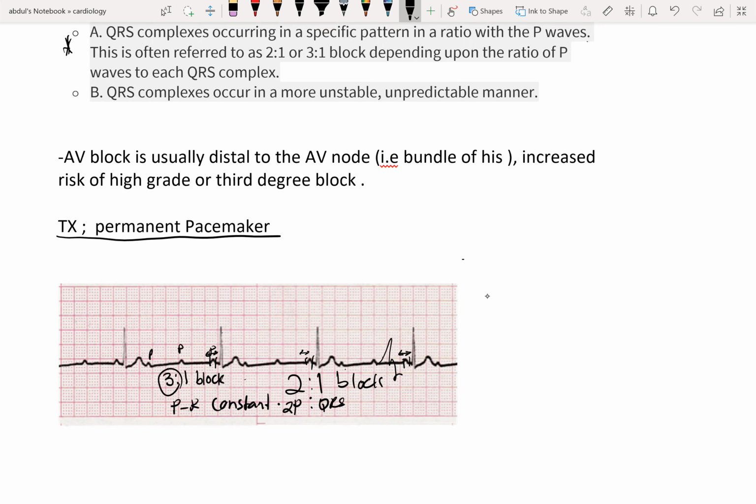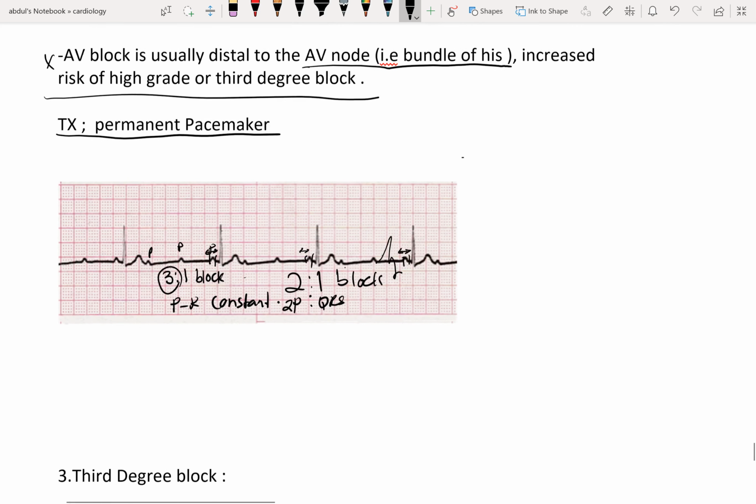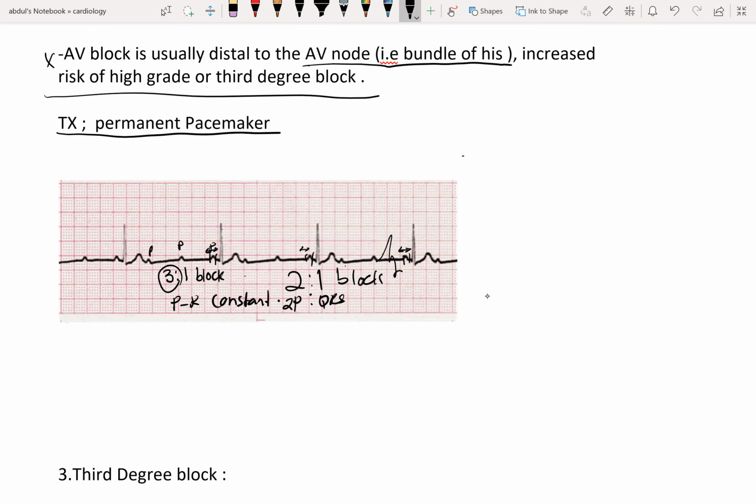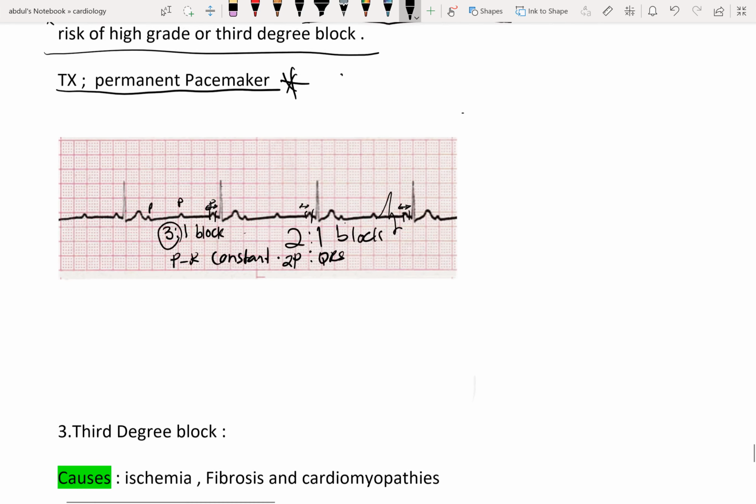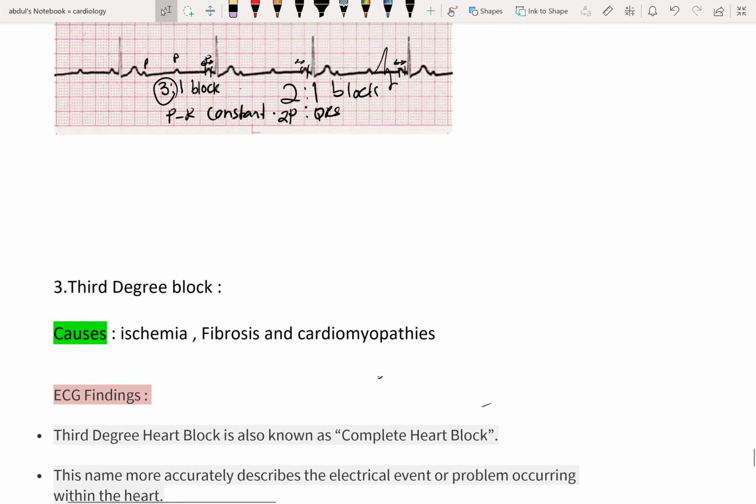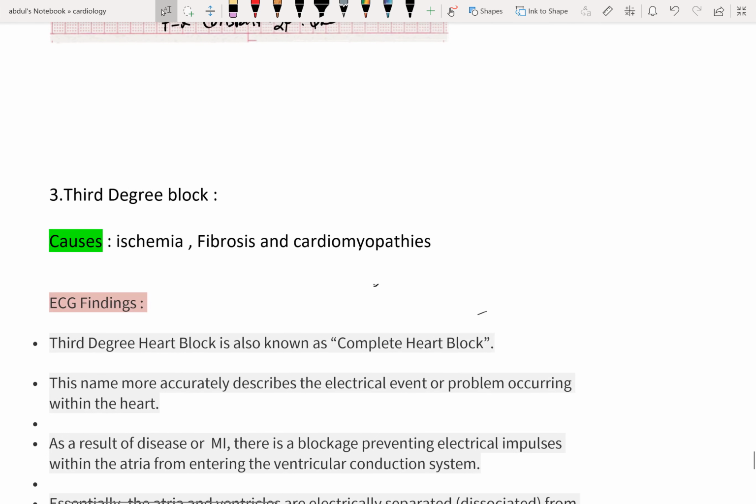It tells that the AV block is usually distal to the AV node, at the bundle of His, with increased risk of high grade or 3rd degree block. Yeah, we kind of know this. And QRS complexes occur in an unstable, unpredictable manner. All right, so that's about type 2, and the treatment is a permanent pacemaker. Remember that. And now we'll talk about 3rd degree AV block.